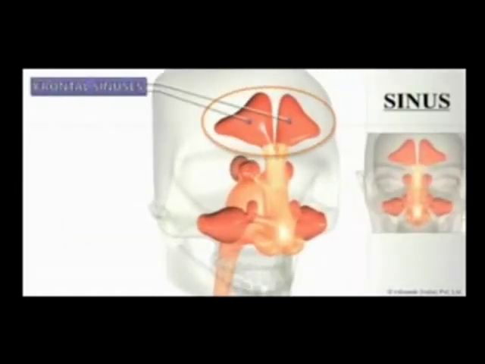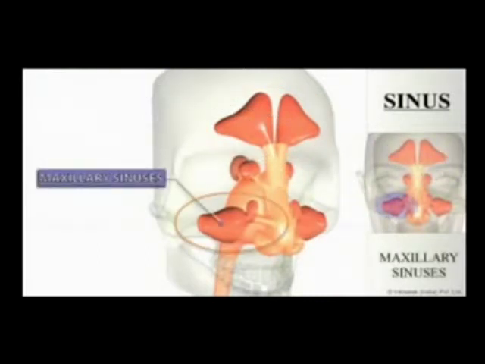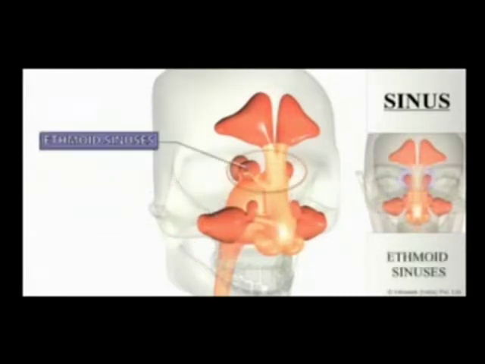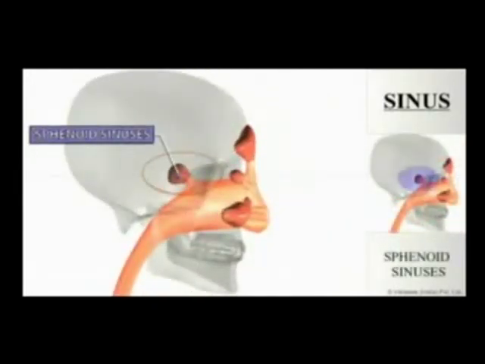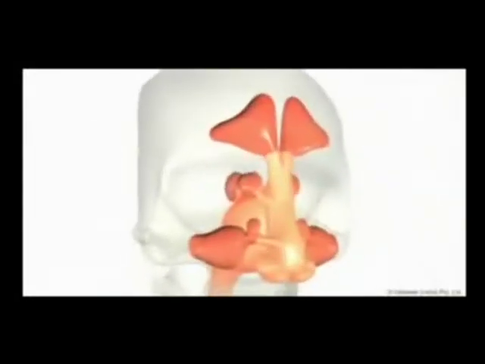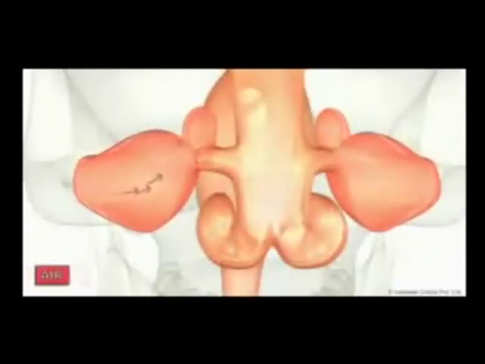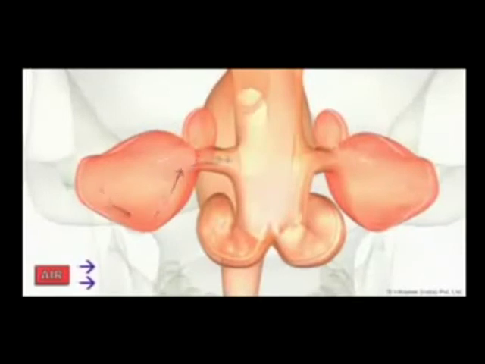They include the frontal sinuses over the eyes, maxillary sinuses inside each cheekbone, ethmoid sinuses just behind the bridge of the nose, and sphenoid sinuses behind the ethmoids in the upper region of the nose. Each sinus opens into the nose. This permits free flow of air and mucus into the nose.